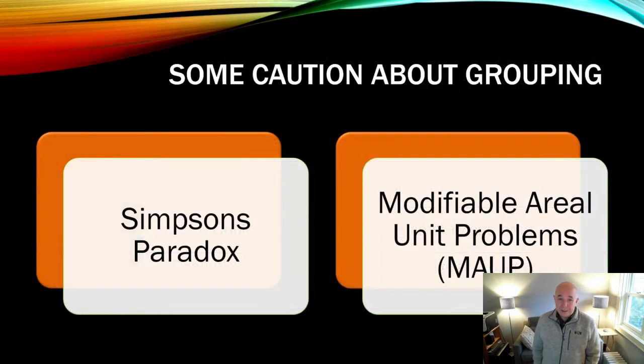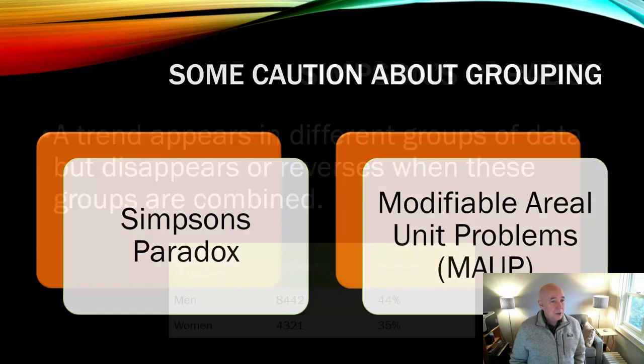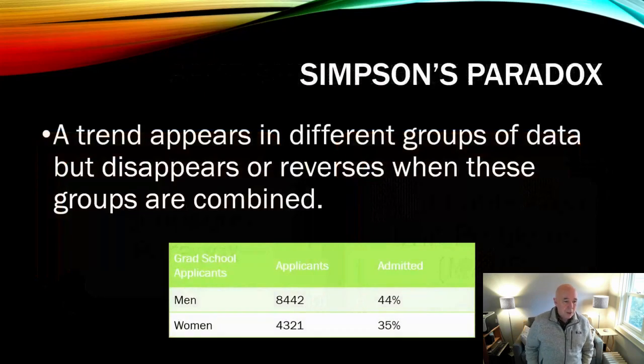This, however, is a big deal. And so I want to talk about Simpson's paradox, and I want to talk about modifiable area unit problems because they're both important. So we'll talk about Simpson's paradox first.